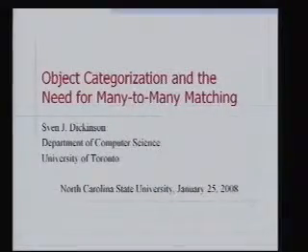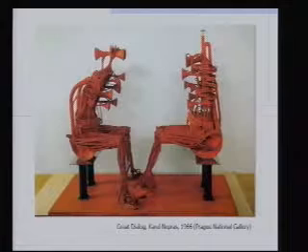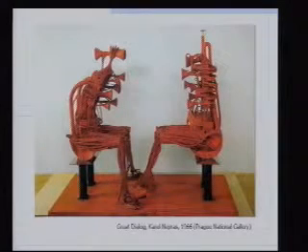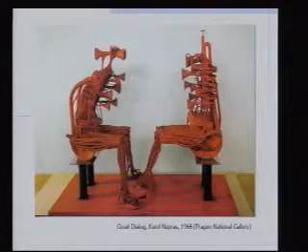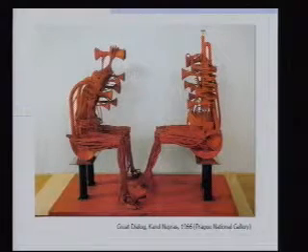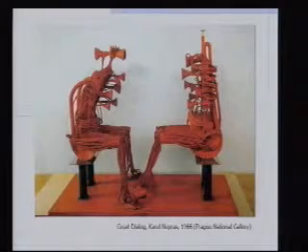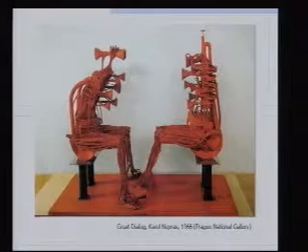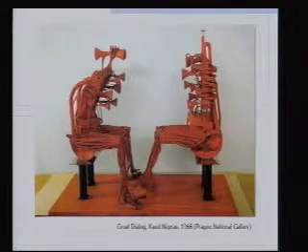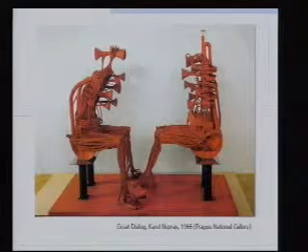So the topic of my talk today is object categorization and the need for many-to-many matching. And I'd like to begin by showing you a figure. This is a statue that I saw in Prague at the Prague National Gallery. When I saw this statue, I took a picture of it because it really captures the essence of what I'm trying to do and what I believe is the need for many-to-many matching.